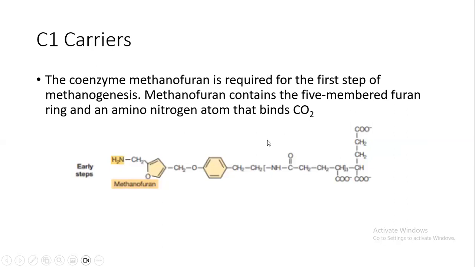Here is the example of the first C1 carrier that is involved in the methanogenesis process, which is known as methanofuran. It is involved in the first step of methanogenesis and acts as a C1 carrier. It basically has an amino nitrogen which is involved in bond formation with the reduced form of carbon dioxide to the first level.